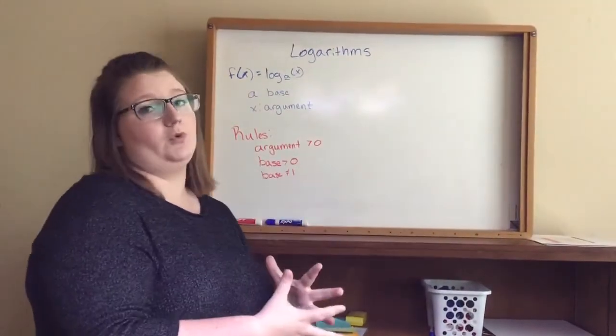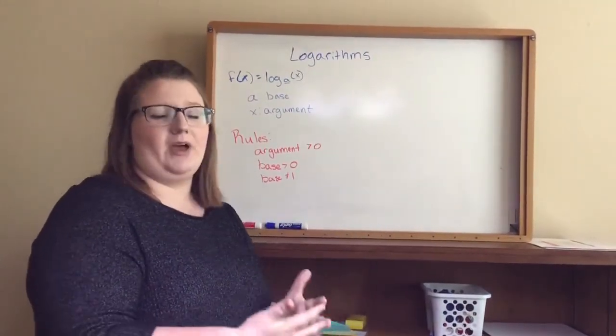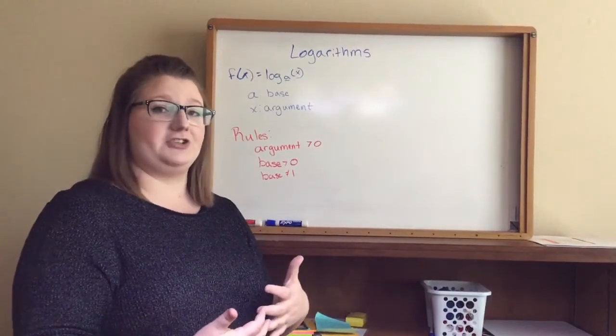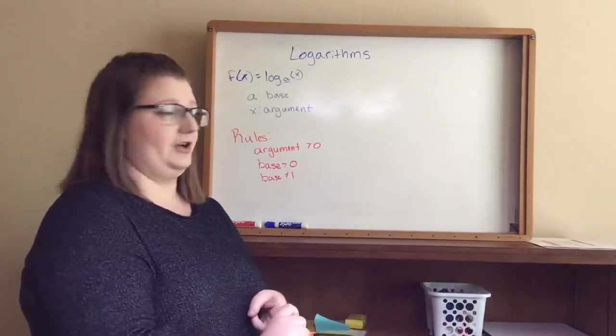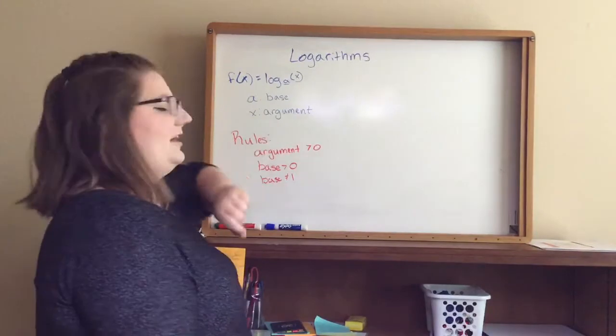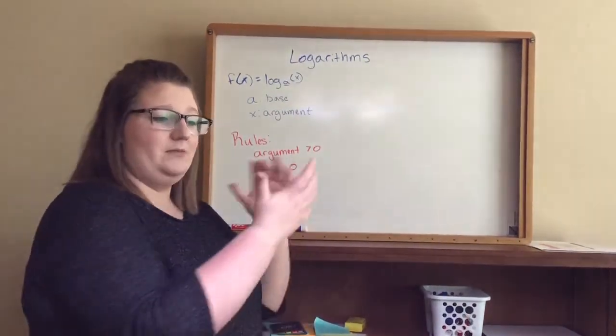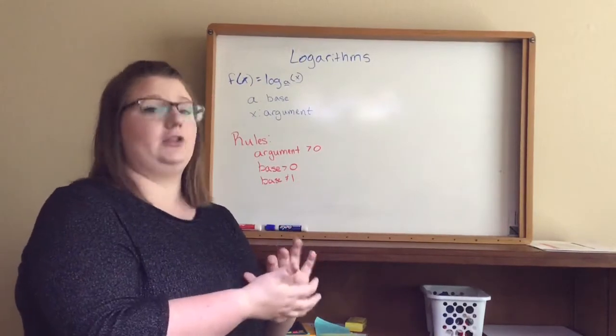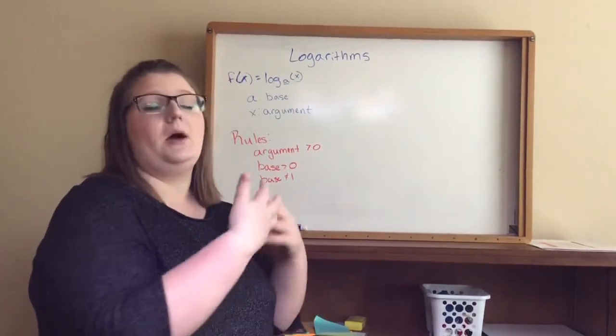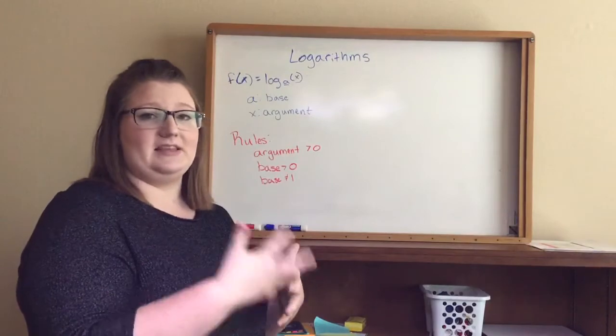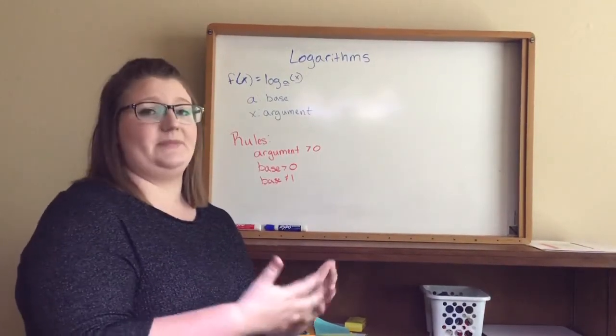And we have some rules for logarithms the same way we had rules for exponential functions. So we've got 3 rules to look at. The first rule is that our argument has to be greater than 0. So whatever's in parentheses inside of that logarithm has to be positive. It cannot be 0 or less than 0. It has to be greater than 0.